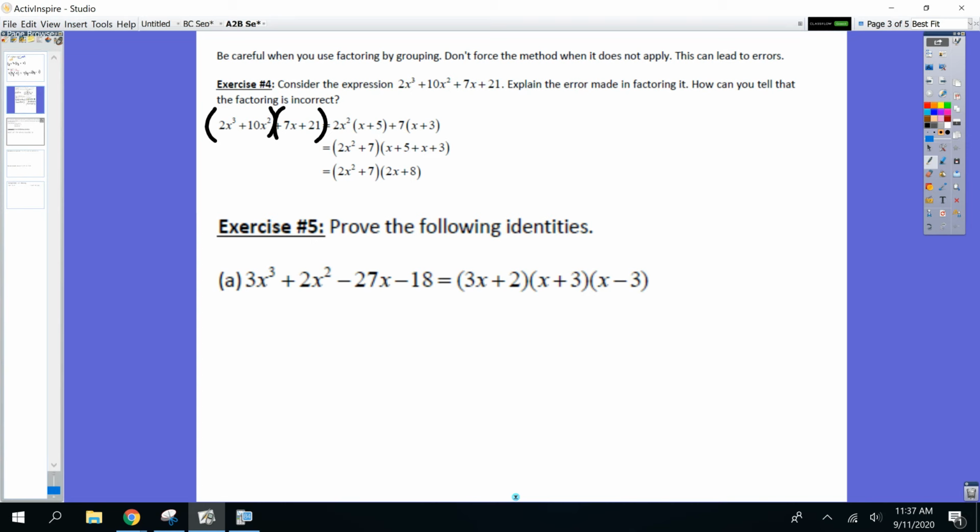Next one, I took out a 7. And I was left with x plus 3. That's correct. But here's the problem. What do you need to know about those two to continue on with grouping? They got to match. Right? They got to match. And they don't. So you can't group. There's nothing in common to take out, guys. Okay? There's nothing common. So don't force it.